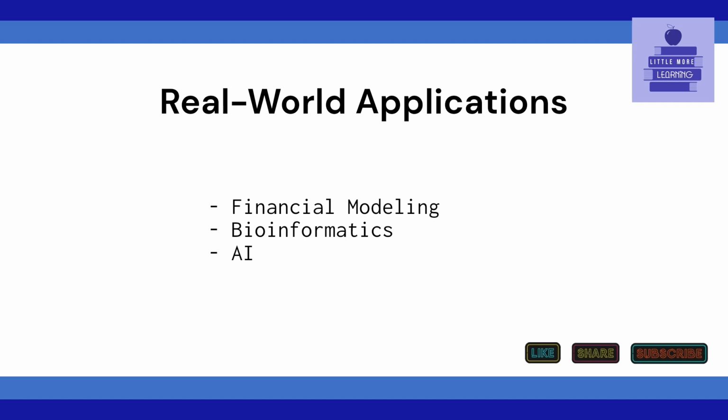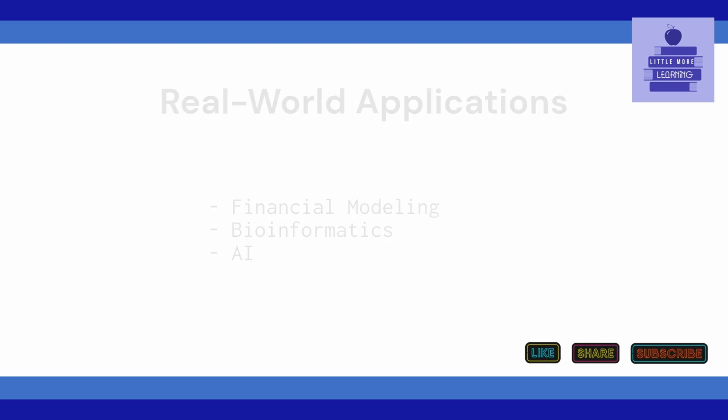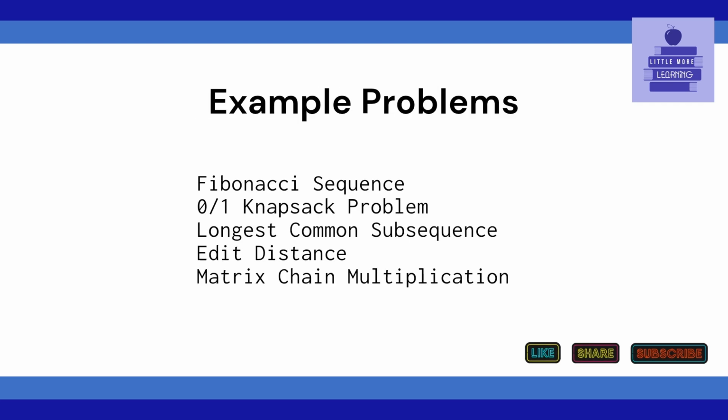Dynamic programming is used in various real-world applications, including financial modeling, bioinformatics, and AI. Problems like shortest path, longest common subsequence, and edit distance are classic examples where DP shines. Let's take a look at some more DP problems that you can solve to strengthen your understanding.